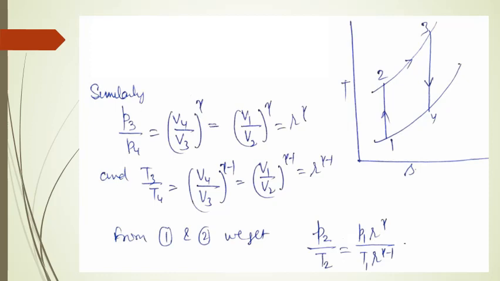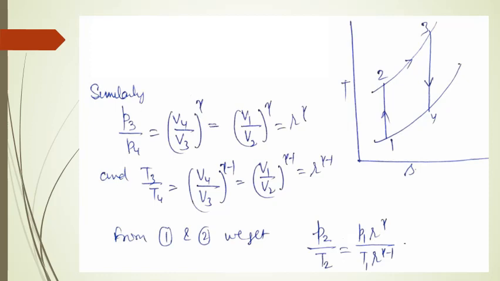Now 3 to 4 is also an adiabatic process, and we have the relation between pressure and volume for this adiabatic process 3 to 4 as expressed in the equation, that is P3 upon P4 is equal to V4 upon V3 raised to power gamma. Now V4 is equal to V1 and V3 is equal to V2. So the final expression becomes P3 upon P4 is equal to r raised to power gamma.